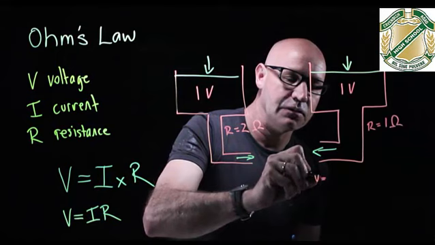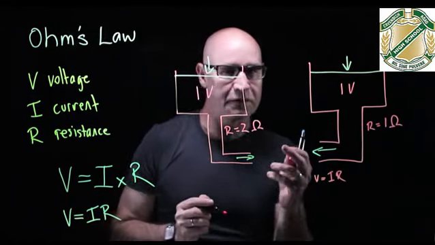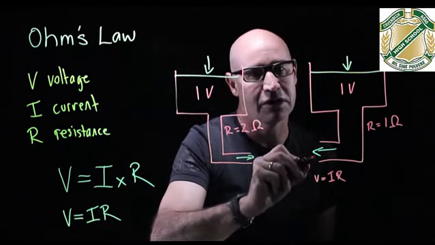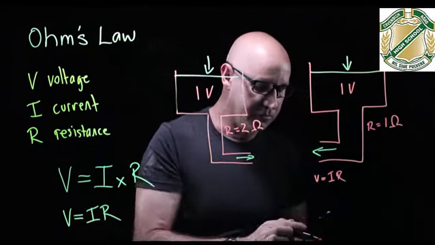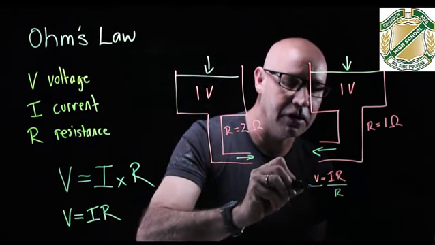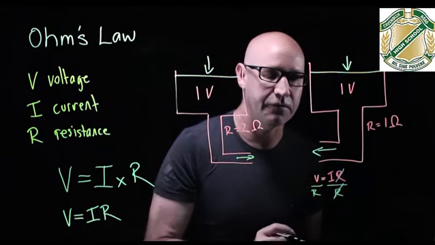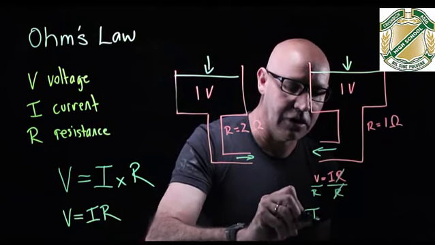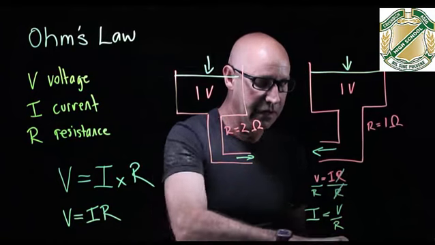So V equals IR is our formula. Now in this particular case we want to work out current. So to do that we need to put current by itself on the left hand side. Firstly, I'll do it with a different colour. What we're going to do is divide both sides by resistance, because we need to have current by itself. Then all we need to do is just flip it around. So we have I equals V divided by R.